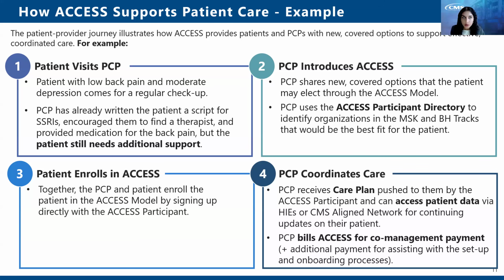The PCP then receives a care plan from the Access participant for their patient and can access patient data, including some of those metrics I mentioned earlier, so biomarkers, PROMs, and medications where applicable, in their workflow via HIEs or CMS-aligned networks. The PCP bills Access for co-management payment and additional payments for assisting the setup and onboarding processes. This example helps illustrate how Access provides patients and PCPs with options to support effective and coordinated care.